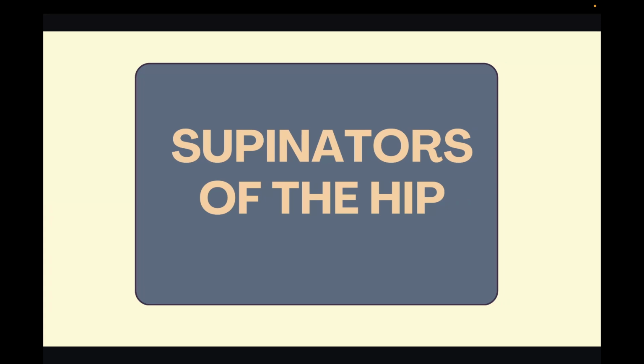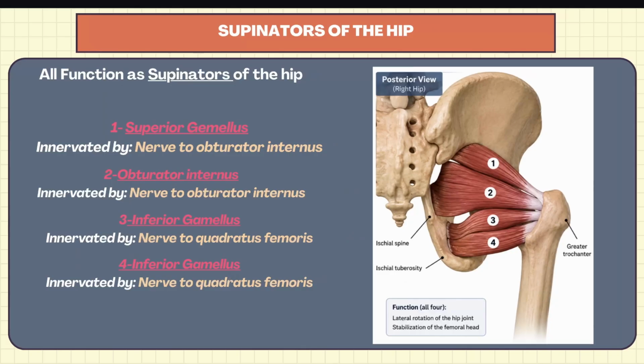Okay, now we're going to talk about the supinators of the hip. For the supinators of the hip, you're going to have 4 muscles. You're going to have the superior gemellus and the obturator internus. These 2 muscles are innervated by the same nerve, which is the nerve to obturator internus. So you think of it this way: the nerve to obturator internus supplies the 2 most superior ones, which over here are the superior gemellus and the obturator internus.